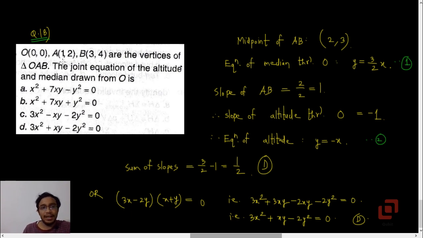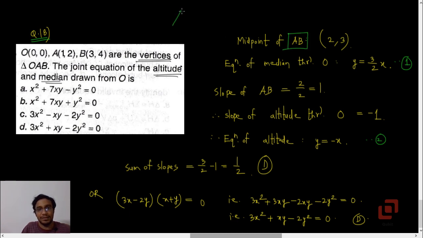The origin O, A(1, 2) and B(3, 4) are the vertices of triangle OAB. The joint equation of the altitude and the median drawn from O is, and we have 4 options with us. Now you should first know what an altitude is and what a median is. In the chapter on vectors, we have proved that the altitudes are concurrent. The point of concurrence is the orthocenter, and the medians are concurrent, and the point of their concurrence is the centroid. Now, to get the equation of the median through O, we must first find the midpoint of side AB.